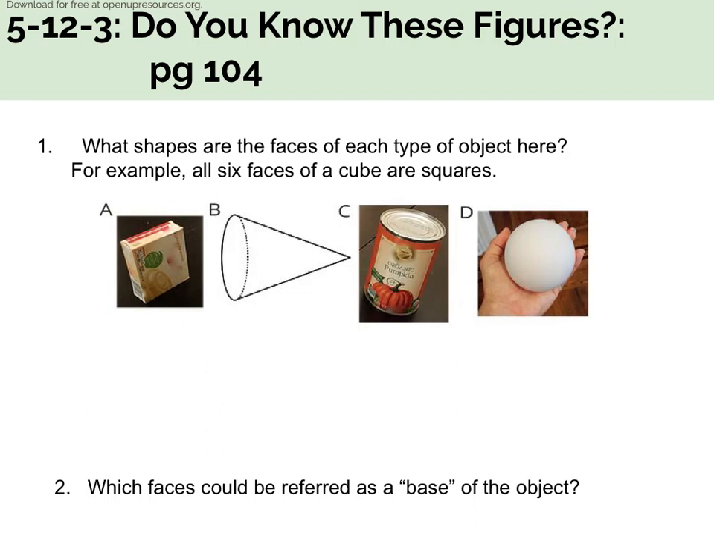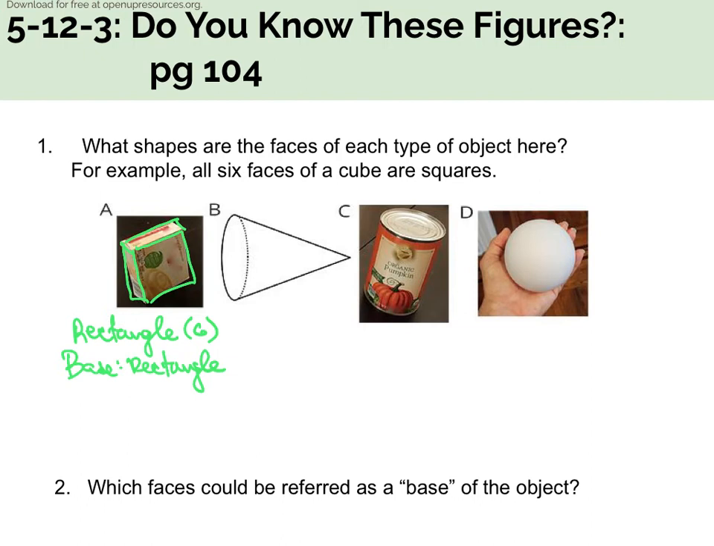All right, let's look at the top one. We have the pudding box, right? This pudding box, if you look at it, is made out of different rectangles, right? So they're rectangles, and there's 6 of them, right? And the base would be a rectangle.